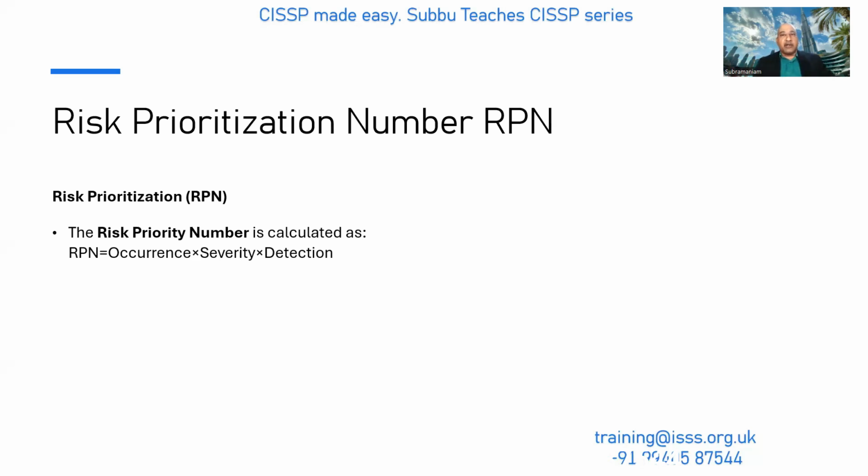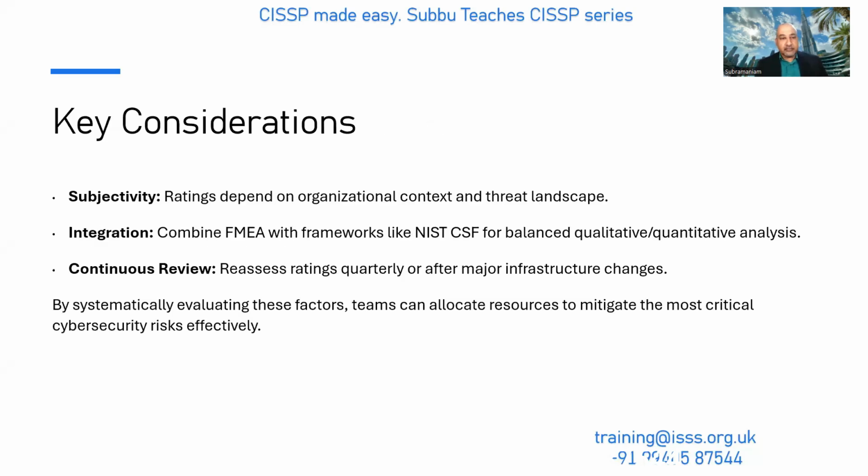Then you will implement the risk mitigation strategy or risk treatment strategy, and then you have to calculate the occurrence, severity, and detection again. The RPN should be lesser than what it was before the implementation of the control.